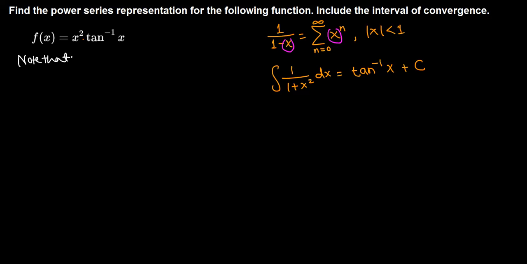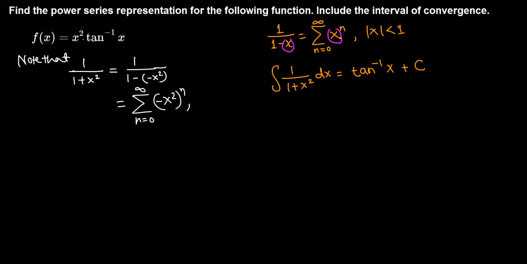Note that 1 over 1 plus x squared can be written in the form of 1 over 1 minus x in this way. This is the same as 1 over 1 minus negative x squared, and this can be written as a power series, from 0 through infinity, of negative x squared raised to n, and this is valid for absolute value of x less than 1. That's absolute value of negative x squared less than 1.